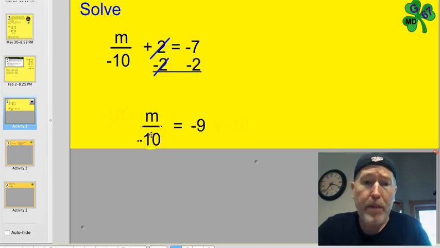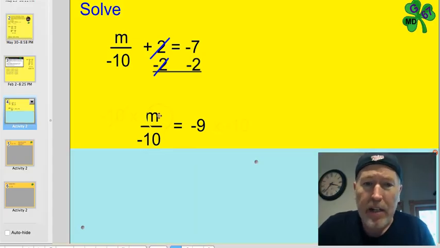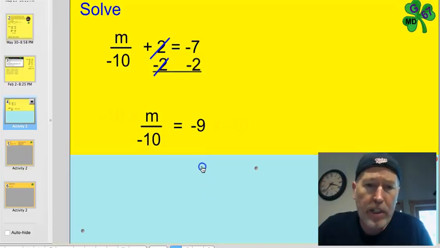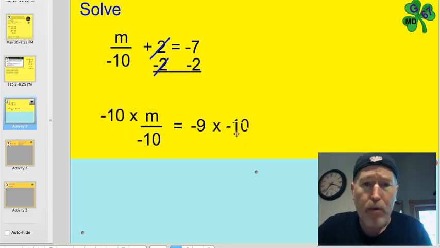We've got m over negative 10 equals a negative 9. Or as I like to think of it, something divided by a negative 10 equals a negative 9. All right, let's slide down here. And what we have to do, if we have division here, let's multiply both sides by 10. I'm sorry, we're going to multiply both sides by negative 10.